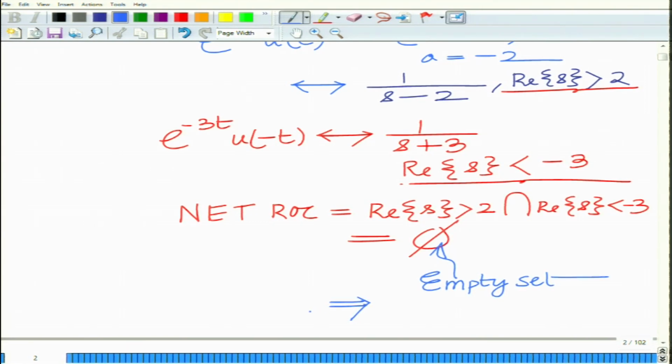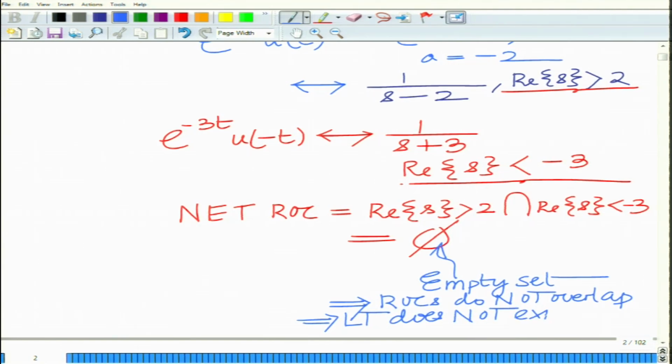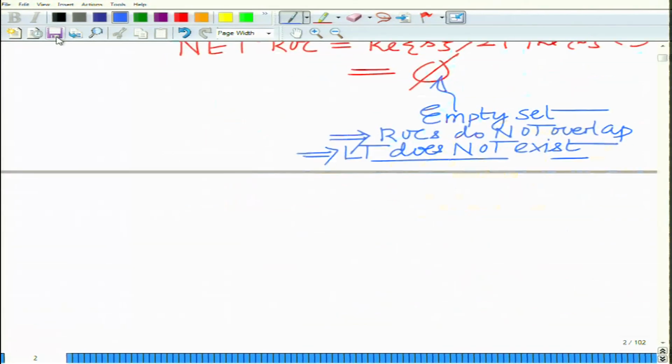Implies basically the ROCs do not overlap, which implies that the Laplace transform X(s) does not exist for this signal. Let us look at another example.